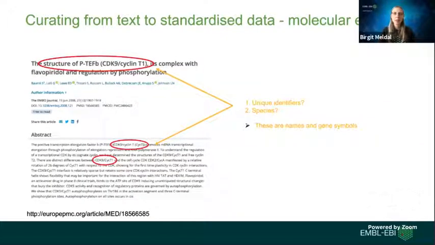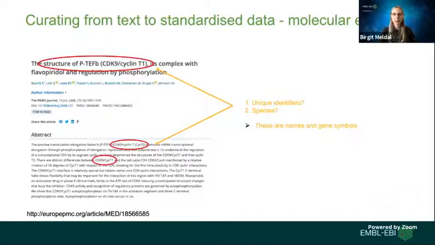So in this case, I'm trying to extract the molecular interactions that are described in this publication. And at first glance, it looks as if the authors are making our life easy by mentioning the two proteins, CDK9 and cyclin T1, already in the title and the abstract. But at second glance, that's not enough. They don't mention the species, and we know CDK9 and cyclin T1 are found in many different species. And it doesn't describe them with a unique identifier.